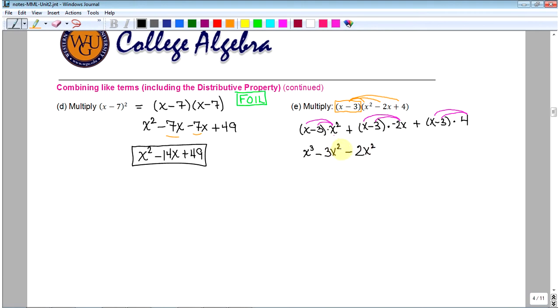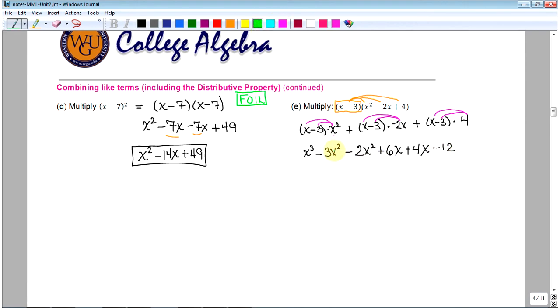So notice I didn't write the plus because we would have had a plus a negative, which we would have to simplify to a subtraction anyway, so we could do that off the bat. We have a negative 3 times negative 2x. Negative times negative gives us a positive 6x. Now we're distributing the 4. 4 times x is 4x. 4 times negative 3 gives us negative 12.